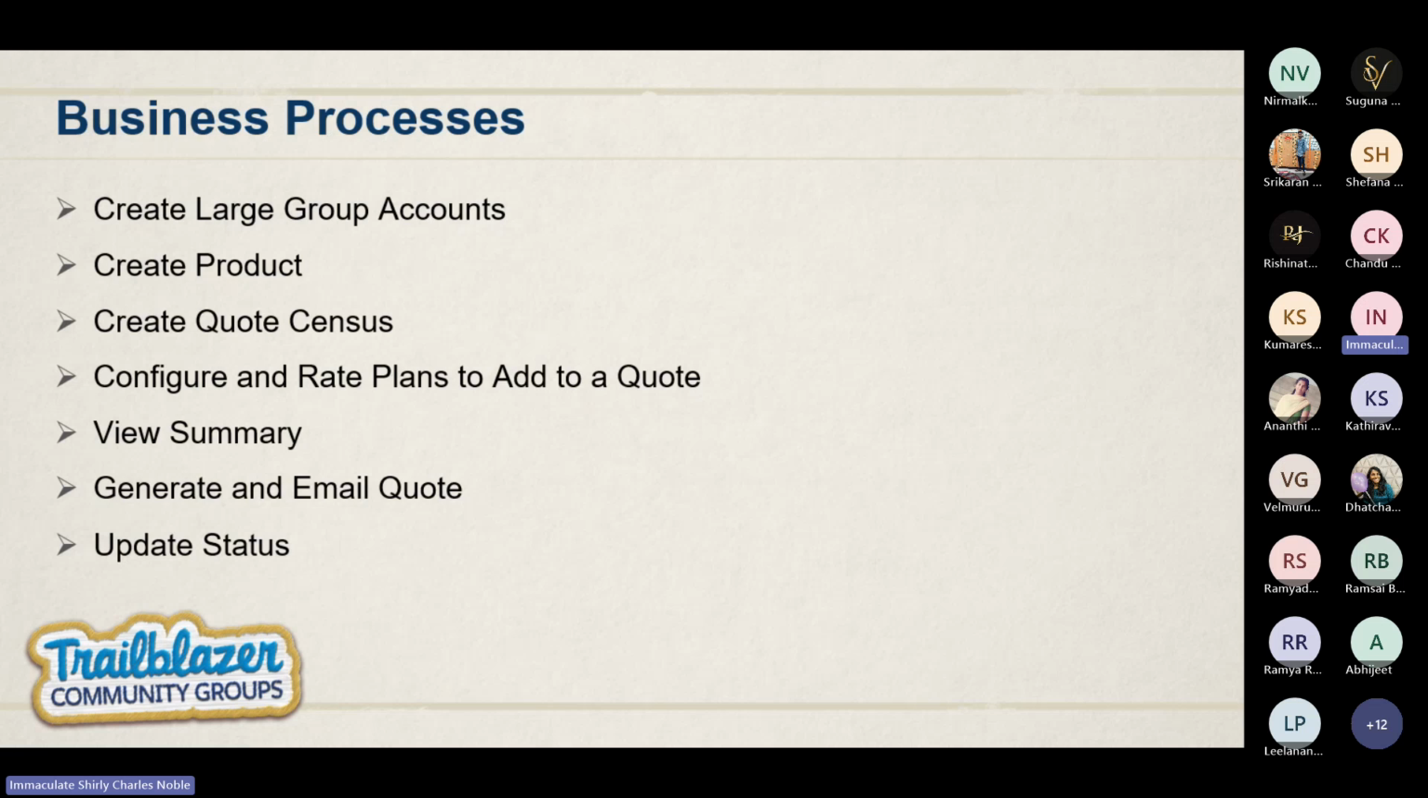We need to calculate the number of employees. So for that purpose, we need to calculate the census. We can configure and rate the plans to add the code, and we can also view the summary, then generate and email the code. It is used to negotiate the cost and discount of the health insurance plan.